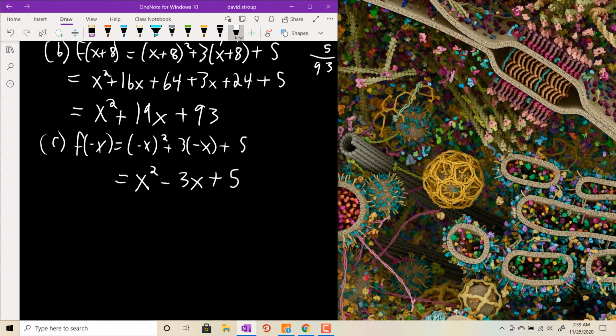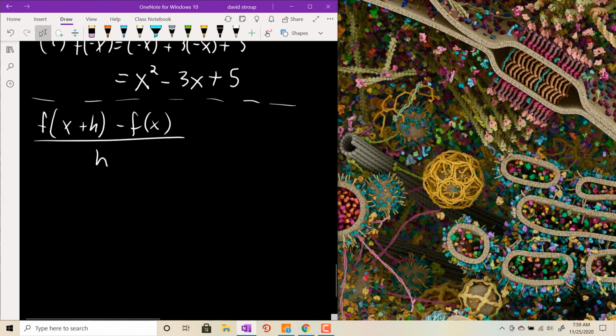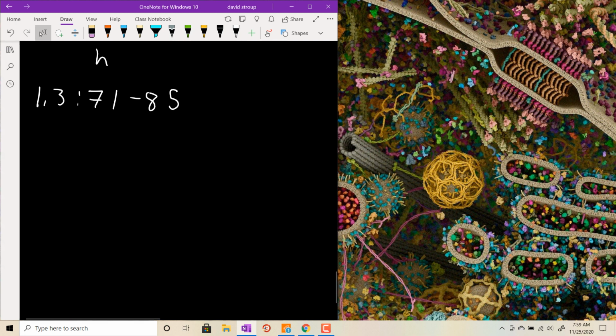The question should give you the difference quotient. That was this thing, if you remember, and your goal was to simplify the heck out of it. So this is now 1.3, and I'll be looking at problems like 71 to 85. I'll just take one from the book. Let's look at 77.